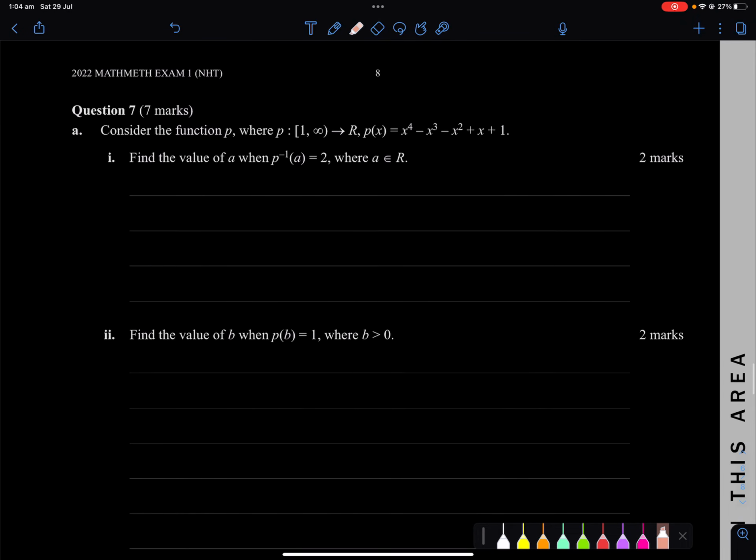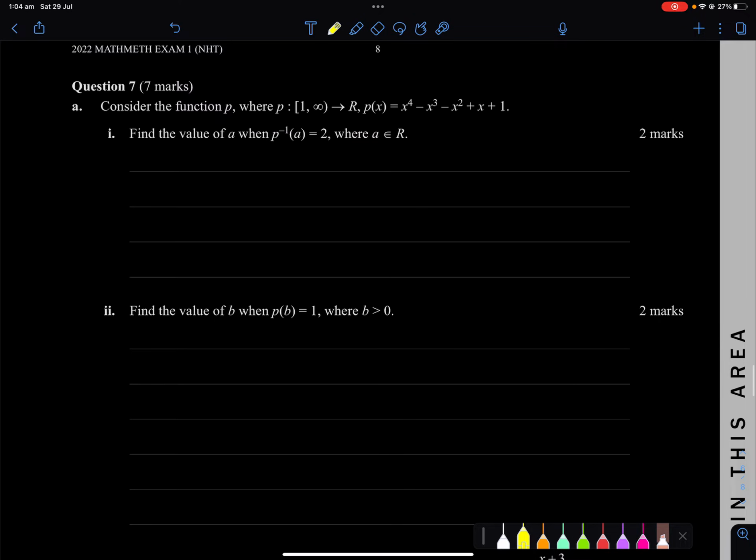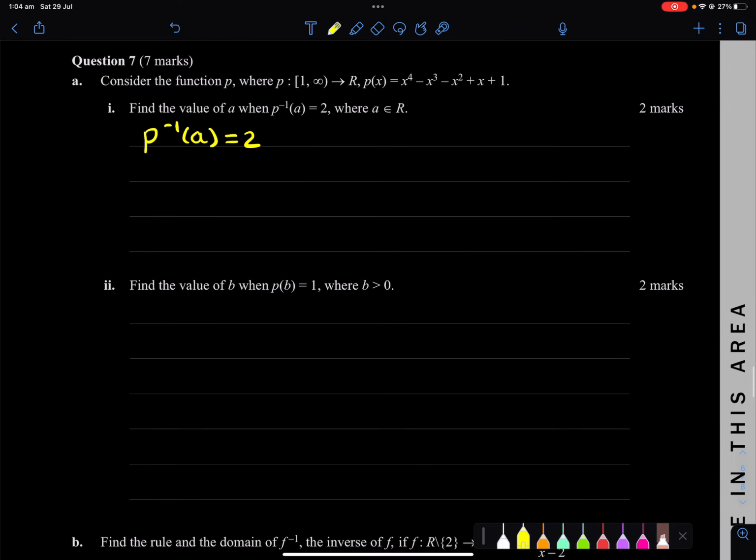Okay. Question 7 says, consider the function p, where p is from 1 to infinity, p of x, and so on. Find the value of a when p of negative 1 over a equals 2. So we know that p of negative 1 over a equals 2. If we multiply both sides by p of x, we know that these both cancel out. So it'll be just a equals p of 2, which is what?